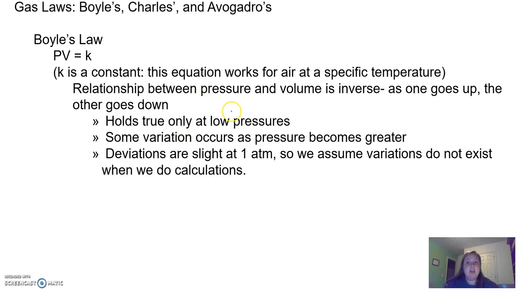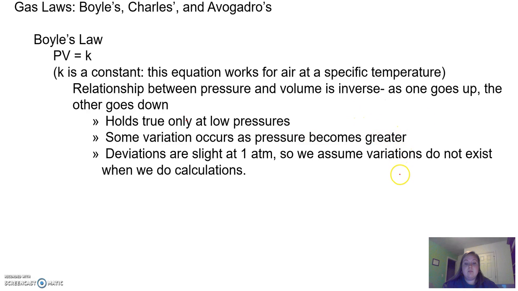and Boyle's law says that when you take the pressure of a gas and you multiply it by its volume, you're always going to get a constant. And because of this relationship, you can say that the pressure of a gas and the volume are inversely related. So what that means is as one goes up, the other one goes down. This only really holds true at low pressures. And as the pressures go up, there's going to be a little bit of variance, but not too much.